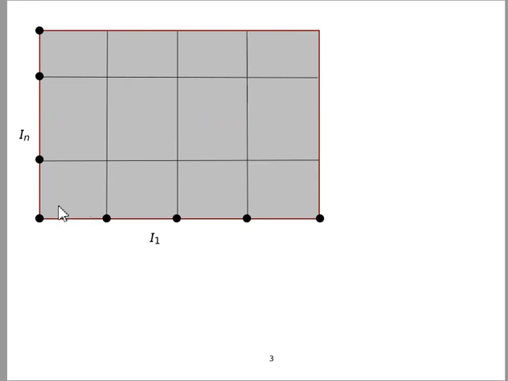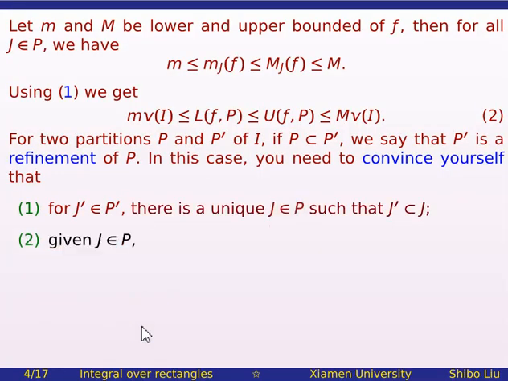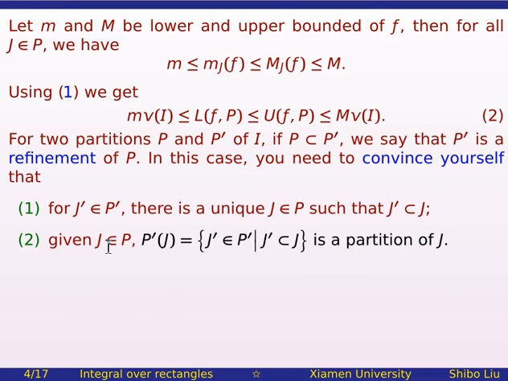Contained in this rectangle, which is a rectangle of P. Okay, so this is the first proposition. The second: given any J from P, we can take the subrectangles from P prime contained in J. Okay, this is denoted by P prime J.